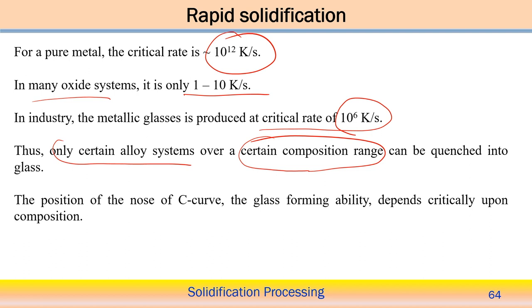Now it depends on the position of the nose of the C curve. The glass forming ability depends on the critical composition. So it all depends on it, meaning that the critical composition at the nose of the C curve decides the glass forming ability associated with any kind of alloy system.